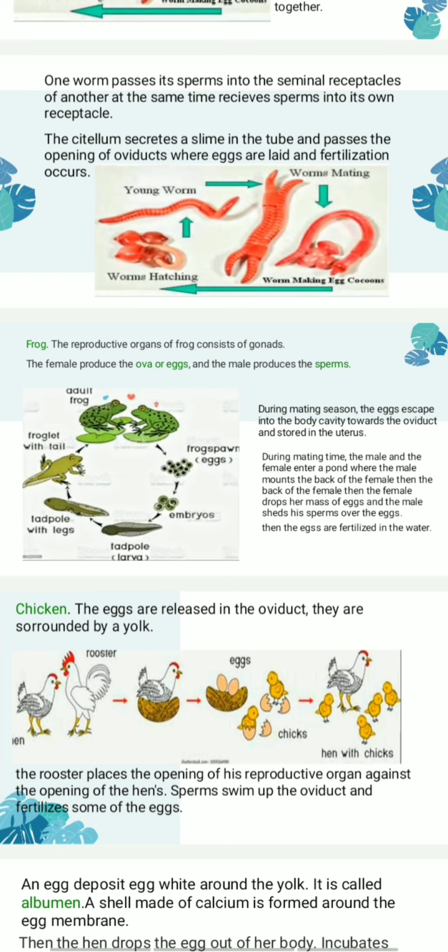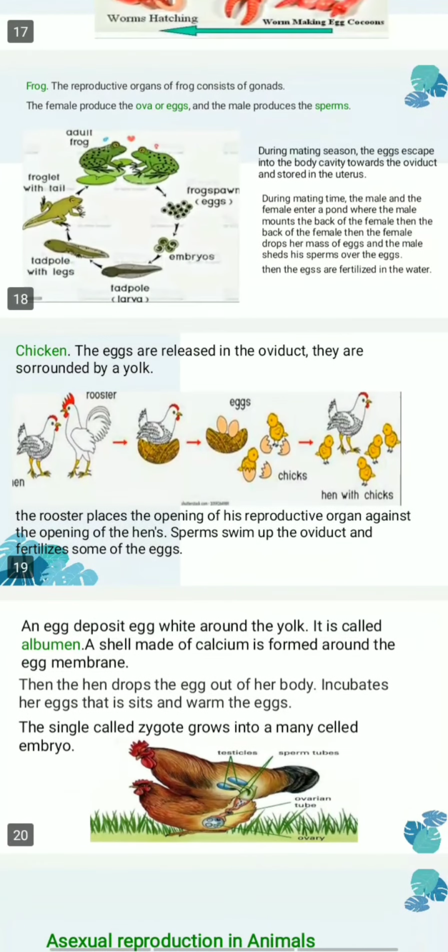So as you can see, during mating season, nila ay yung sperm ng lalaki na frog ay napupunta sa egg hanggang ito ay na-drop down sa water and it is fertilized under the water. And the chicken, the eggs are released in the oviduct. They are surrounded by a yolk.